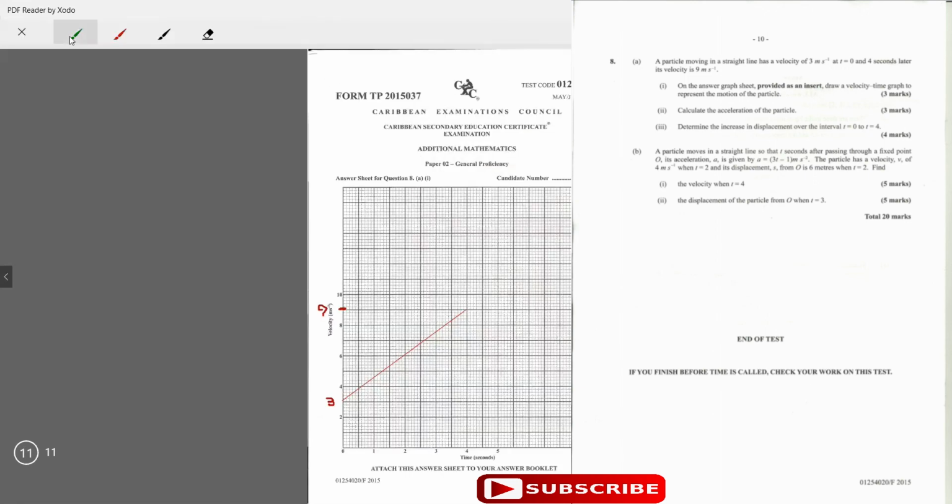The next part concerns the increase in displacement over the interval from t equals 0 to t equals 4. To find that distance, it's always the area under the graph. Now the area under the graph, this is a trapezium.